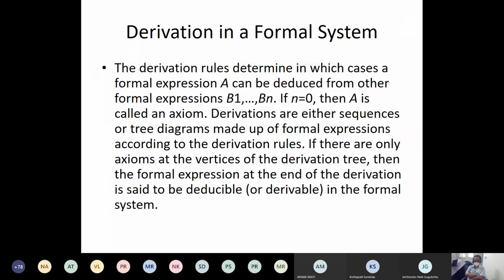Okay. If there are only axioms at the vertices of the derivation tree, which means starting from the axioms and taking the inference rules one by one, whatever it is, we can finally derive the expression A, then the formal expression at the end of the derivation is said to be deducible or derivable in the formal system. So I think that is very clear.